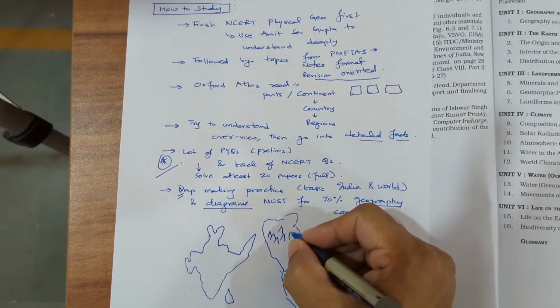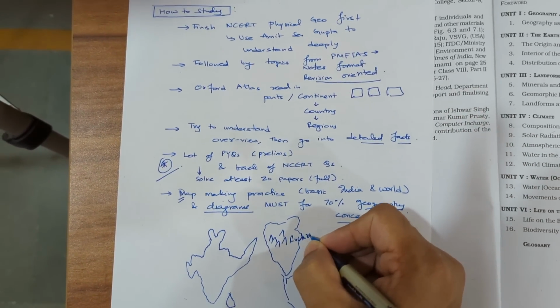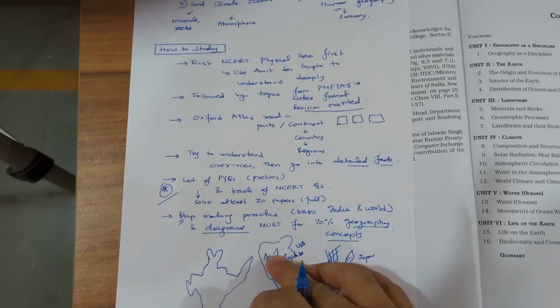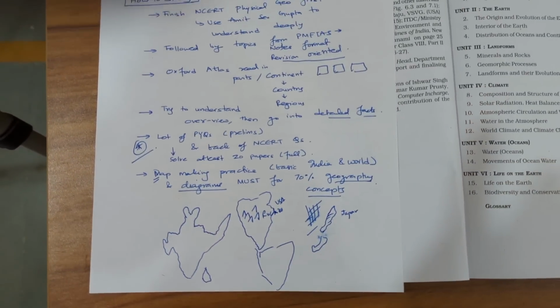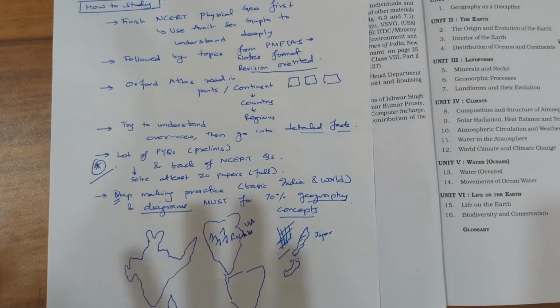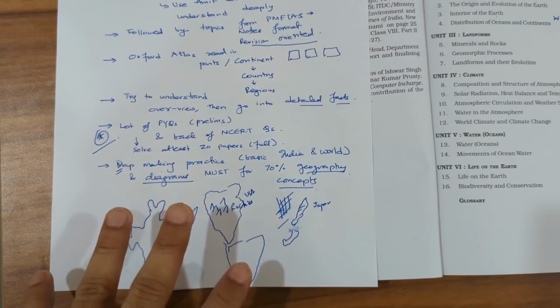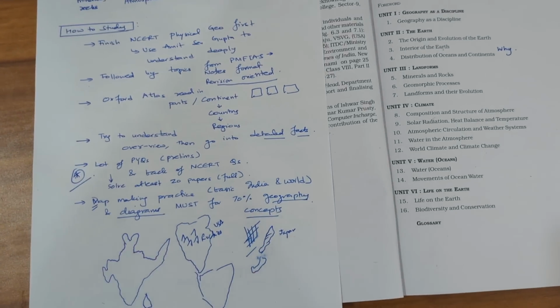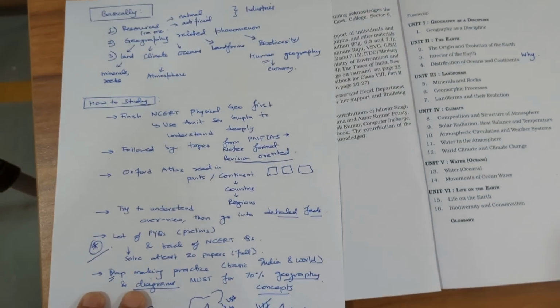Let's say I want to show the Rockies, so I can show the Rockies in the USA. Obviously this is not a correct diagram, but I'm just telling you, for example, that your diagrams don't have to be very clean, but you should be able to draw them roughly. Diagrams form 70% of the geography concepts.